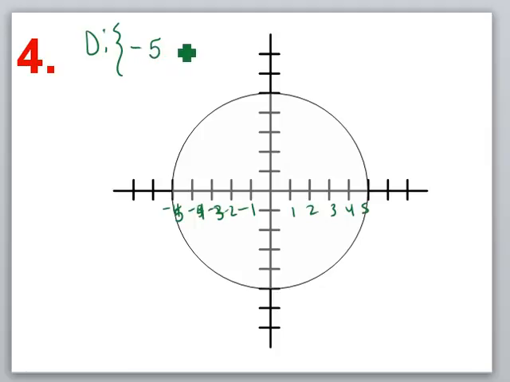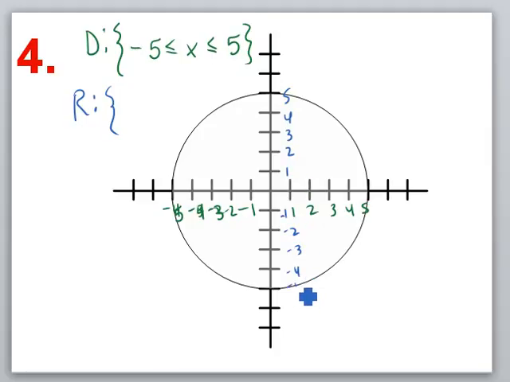From -5 to 5. We'll go ahead and write that x is between those two. So we'll use that triple that we've talked about in chapter 3. It does include -5 and 5 because there are dots on both of those. Now the range is talking about my y values. So we're talking about these values right here. I'm going to list my smallest value first, so it goes from -5 to 5 also.